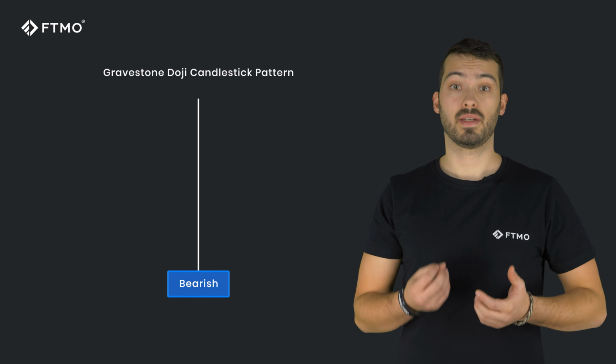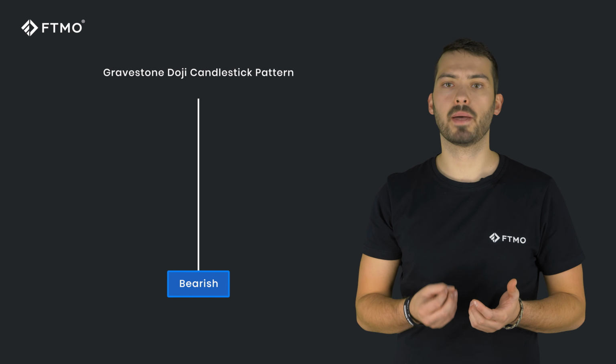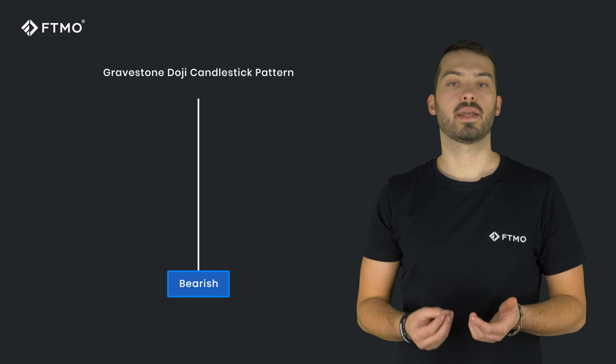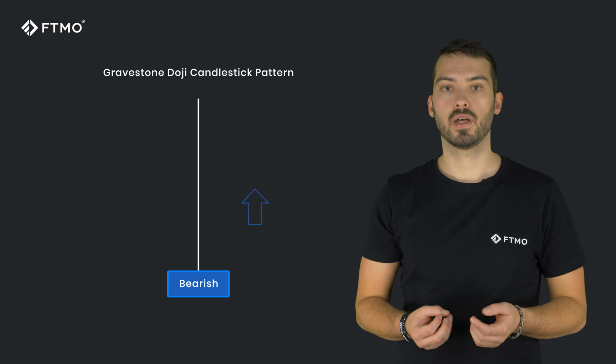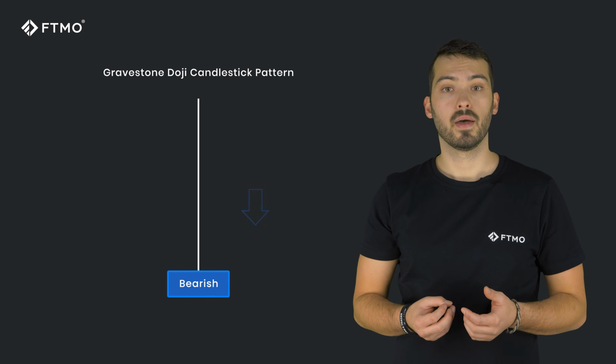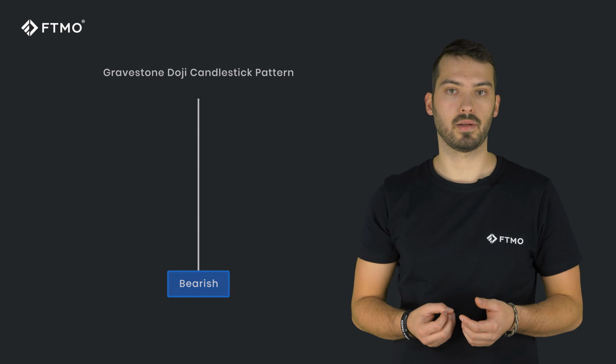Gravestone doji is a bearish candlestick pattern. It shows us that buyers try to step in, but sellers strongly overcame them and pushed the price back to open. In an uptrend, Gravestone doji gives us an indication that the market is ready to turn around. In a downtrend, we can use Gravestone doji as our continuation signal.